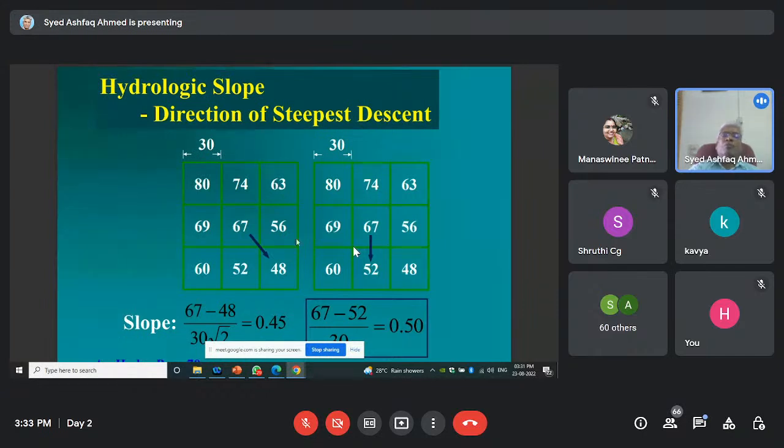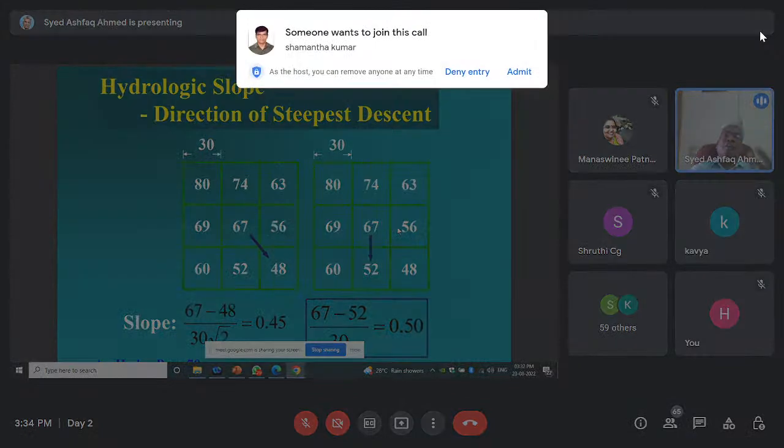So you all know the property of water: it flows from higher elevation to lower elevation. For example, I have taken one center pixel here. The center pixel has an elevation of 67 meters. Surrounding it there are many pixels, but the lowest elevation is 48. Therefore, water tries to run more precisely to the 48 level instead of 56. Here it can also go to 56 and 52, it can even go to 60. It can flow in any direction. So this is the basic principle, and it will take the deepest descent and go accordingly, as per the height and elevation.